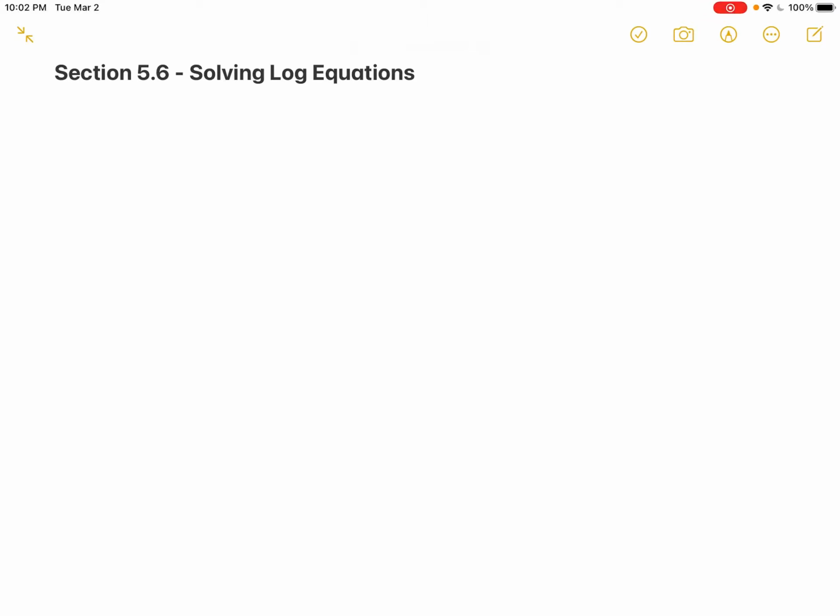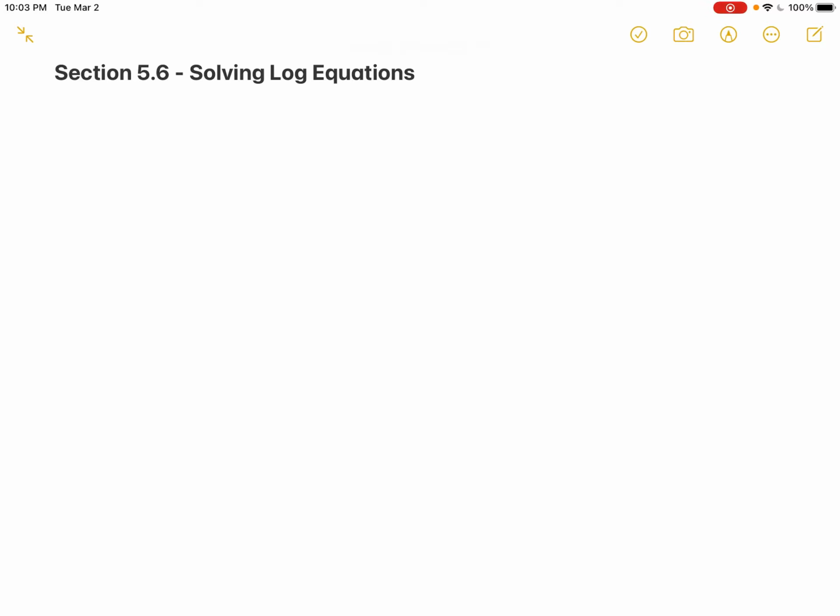Welcome to section 5.6. This is going to give us another opportunity to solve log equations, something that we certainly did in intermediate algebra. Nothing's changed since then. We'll just have to remind you, ideally, of how to solve log equations and go through the process.